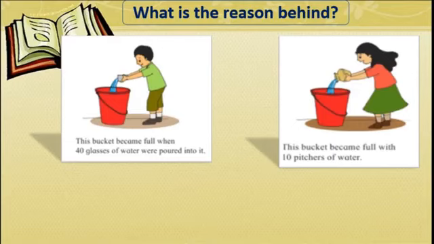Now, in the boy's picture, you can see this bucket became full when 40 glasses of water were poured into it. It means the boy filled the bucket by pouring 40 glasses of water. Now, what about this girl? This bucket became full with 10 pitchers of water. It means the girl poured 10 pitchers of water to fill that bucket, which is the same size as the boy's bucket.